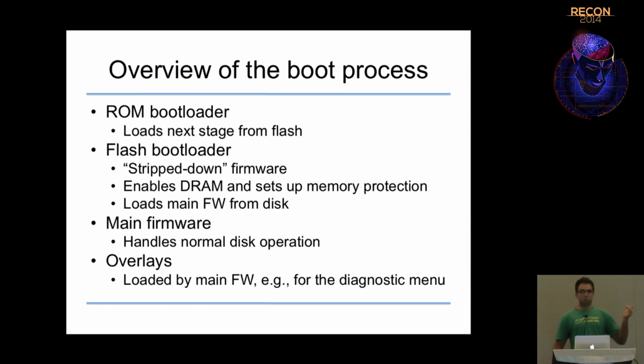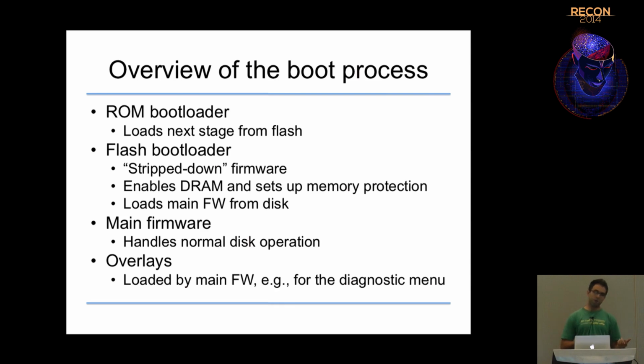So during the boot process of the drive, you have the ROM bootloader. This one was the one with the small menu you saw before. This loads the next stage from flash memory. You have a flash bootloader, which is a stripped down firmware of the hard drive. It's just enough to set up all the hardware devices that are inside. The dynamic RAM, it sets up memory protection, and it loads the main firmware from the disk. Then the main firmware handles all the normal disk operation.